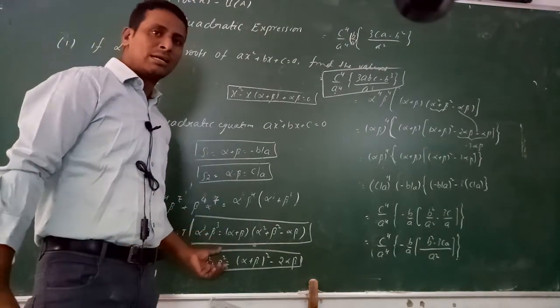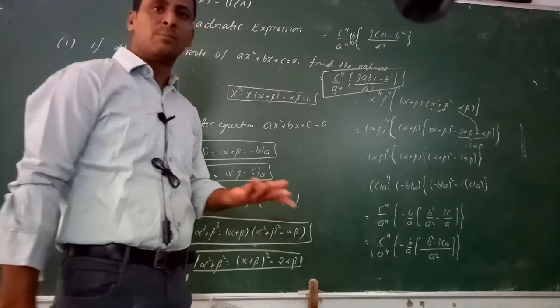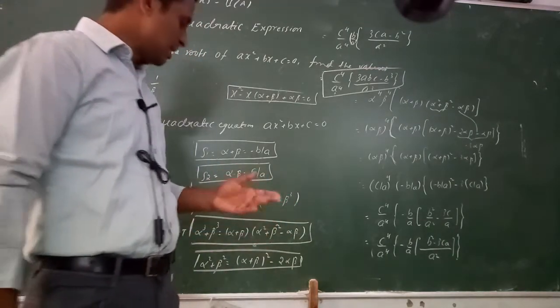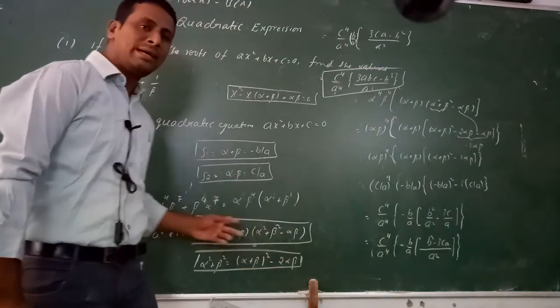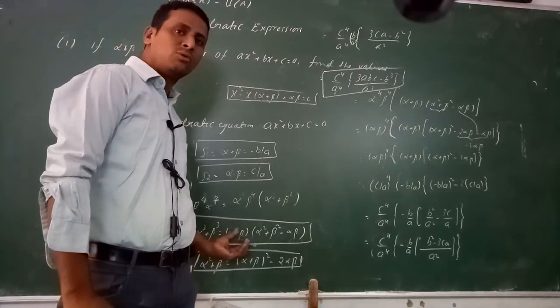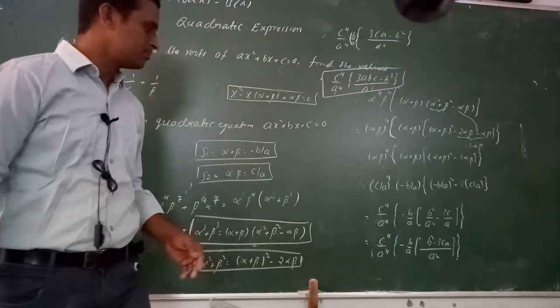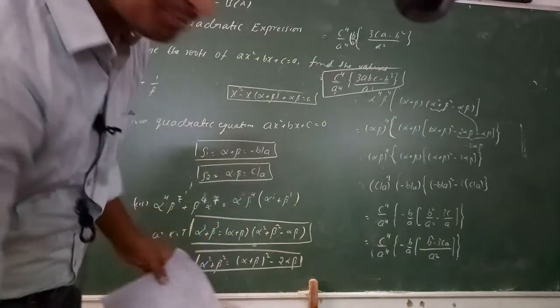Two very important formulas: alpha square plus beta square is equal to alpha plus beta whole square minus 2 alpha beta. What is the alpha cube plus beta cube formula? Alpha plus beta into alpha square plus beta square minus alpha beta. Any doubt?